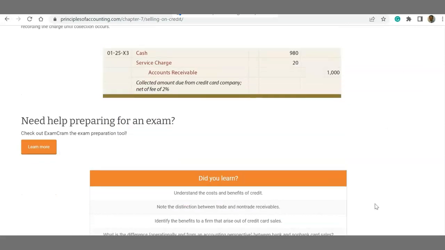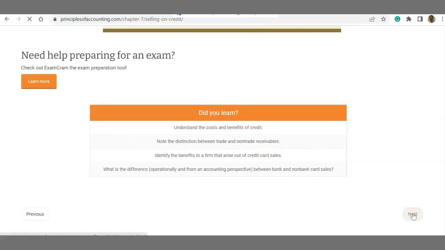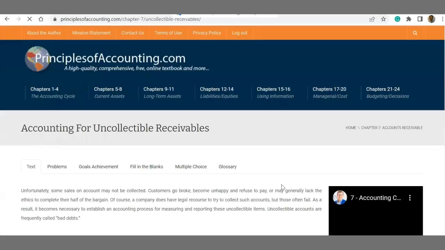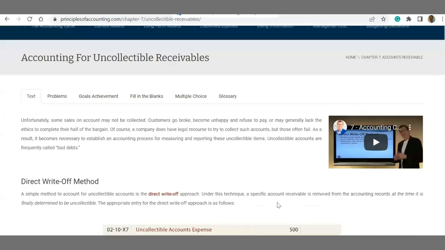So far, so good. Easy up to here. Let's see what else we have. Okay, this is where it gets a little bit complicated.